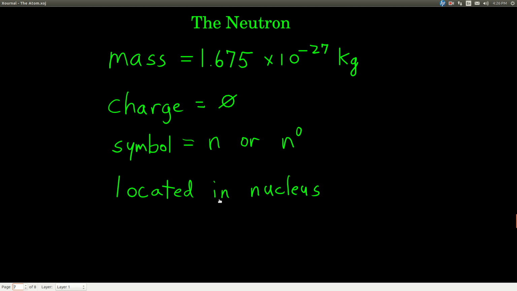Now, also in the nucleus is a neutron. Remember, the proton was 1.673 times 10 to the minus 27 kilograms. A neutron is 1.675 times 10 to the minus 27 kilograms. So they're almost the same, but not quite. A neutron is just a little bit heavier than a proton. And both a proton and a neutron are much, much heavier, about 10,000 times or so heavier than an electron. Now, a neutron doesn't have any electric charge, 0. Its symbol is N, or N with a superscript 0, and it's inside the nucleus.